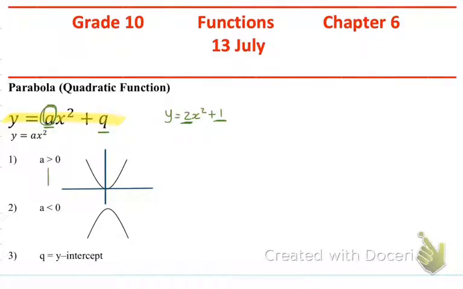If it is a positive a value, a greater than 0, then I will have a smiley graph. If I have a negative a value, I will have a sad graph, and it would look like that. Okay, the q is the y-intercept. Right, so we're going to go step by step in drawing these now.